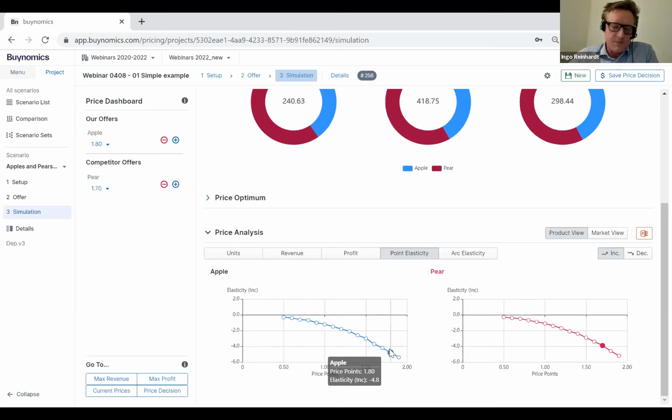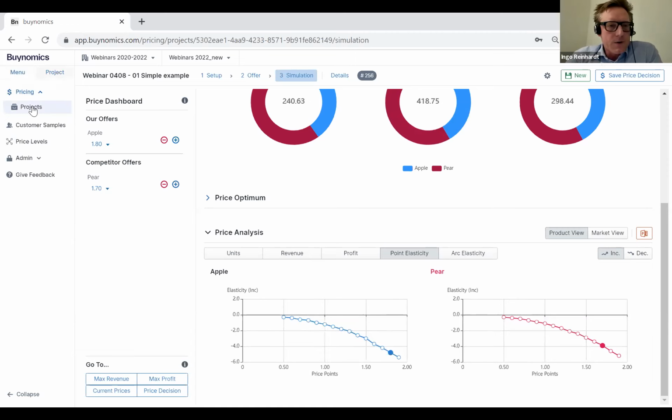And this is also something that we're seeing in many industries where in most cases, not just one competitor increases prices, but everyone increases prices. And in those situations, we see much, much lower elasticities than compared to cases where only a single product or a single brand increases prices. So we see this in this simple example.